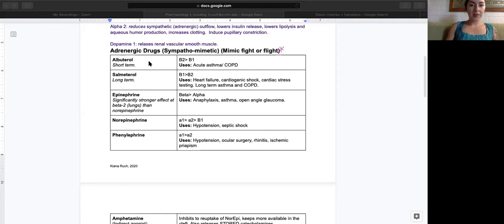I like to remember albuterol for one word for my word associations, and that would be acute. Albuterol is for acute asthma. So short term, acute. And where is asthma, you say? Oh, asthma affects the lungs. Beta 2, 2 lungs.